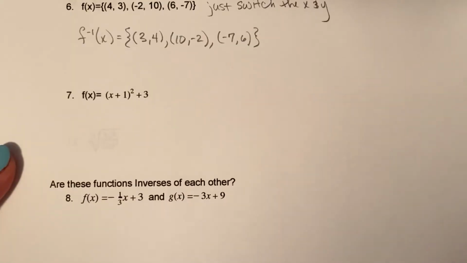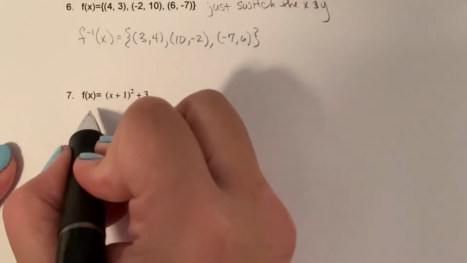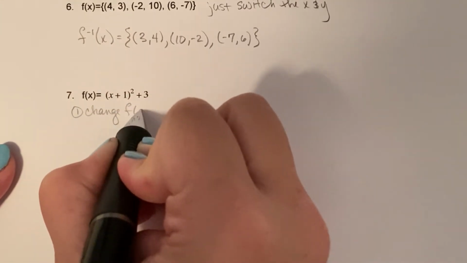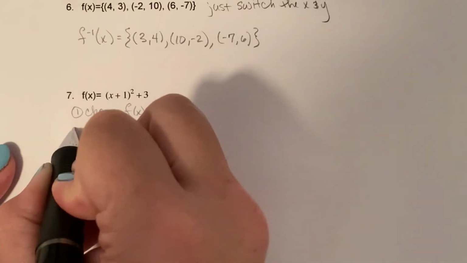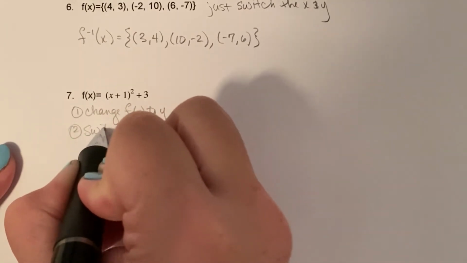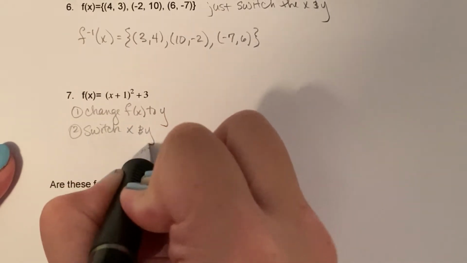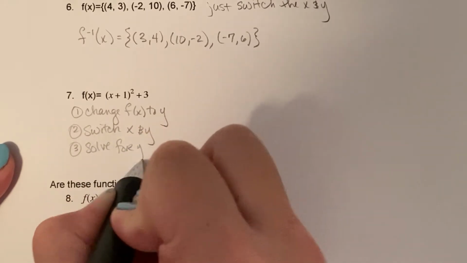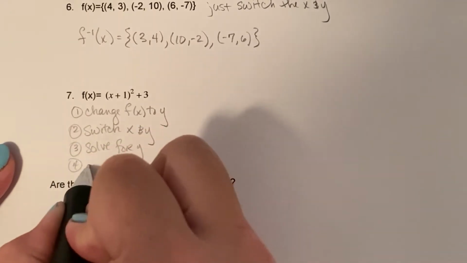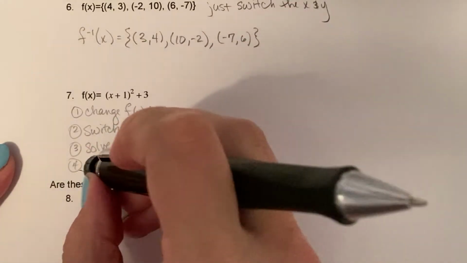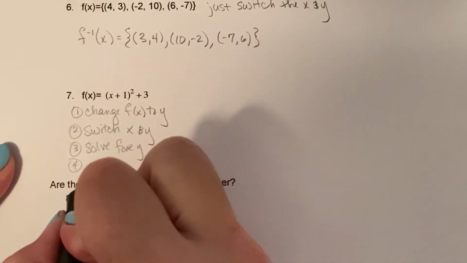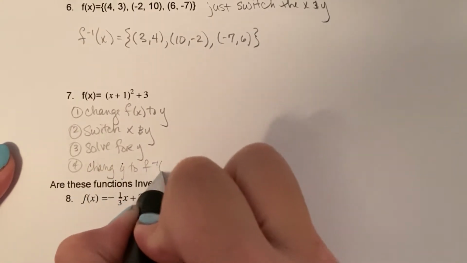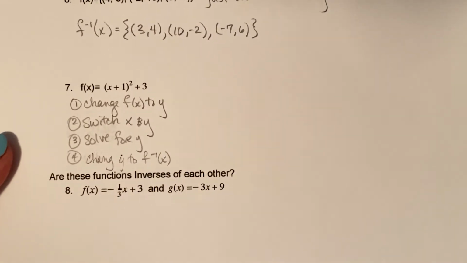Okay, now for the inverse of an actual equation, remember your first step is to change the f of x to y, switch the x and y, solve for y, and then change the y to f inverse of x, because now you found the inverse.